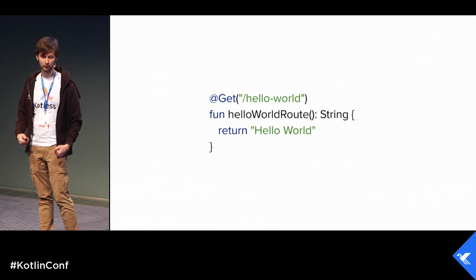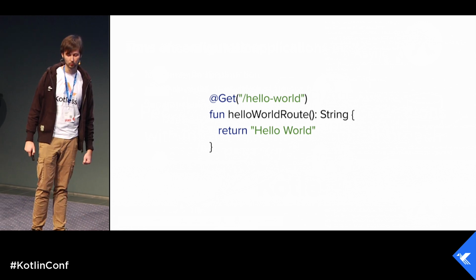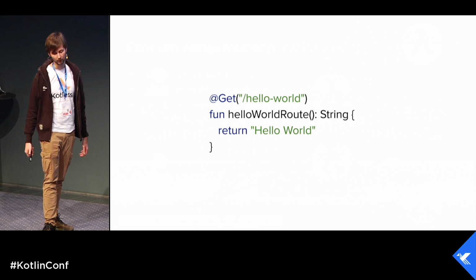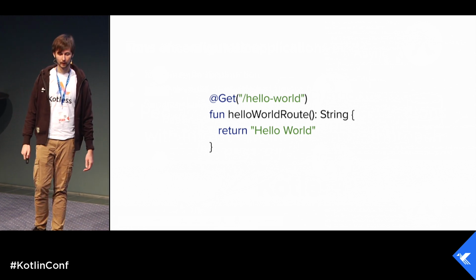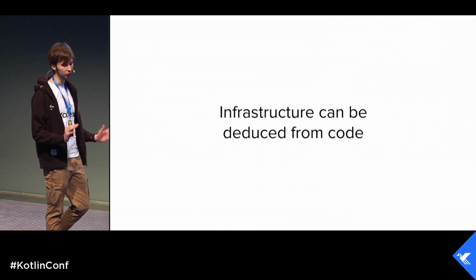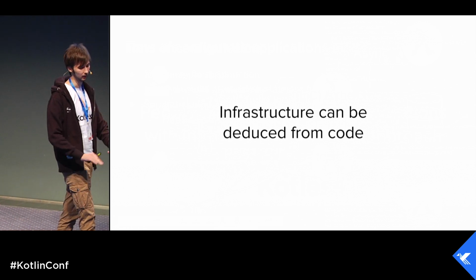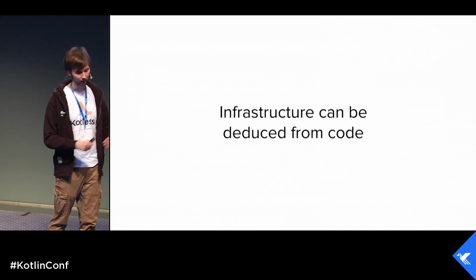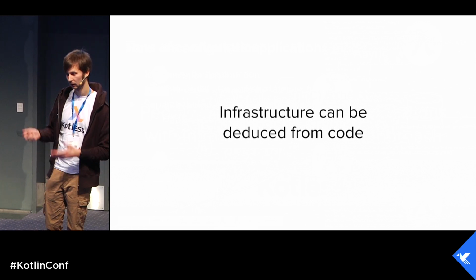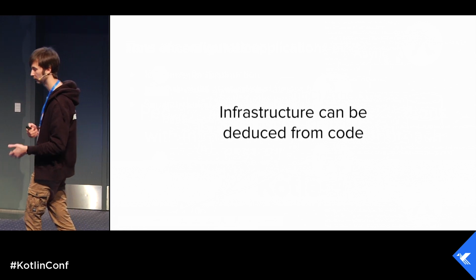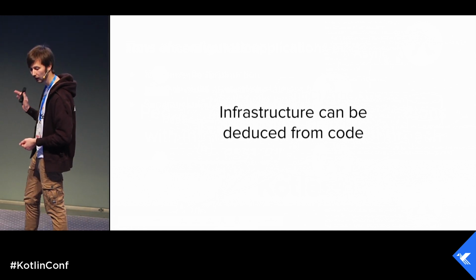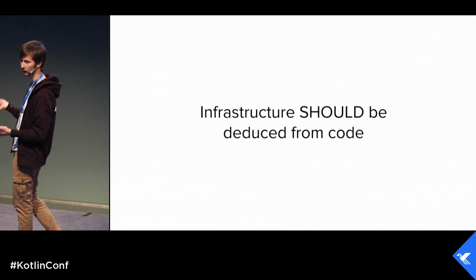And in the case of the infrastructure as code approach, we need to duplicate all this knowledge in the infrastructure as code file. So in a lot of cases, not only with JAX-RS-like annotations, but in a lot more cases, which I will discuss a little bit later, infrastructure can be deduced from code. For example, in our case, we can deduce that we need the REST API and the exact handler. And when infrastructure can be deduced from code, infrastructure should be deduced from code.